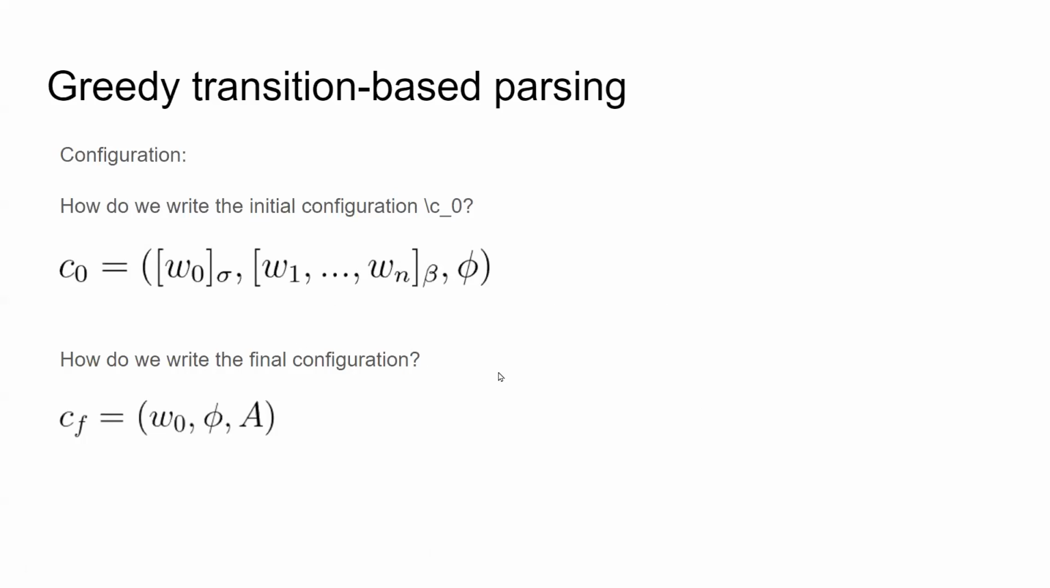At the end of the parsing, we have nothing left in the buffer because we have parsed everything by then. We'll have nothing but the root left in the stack because we will move the other words out of the stack. I'll talk about those actions in the next slide. And we will have a set of dependency arcs. So these are what the initial state and the final state will look like when we parse.